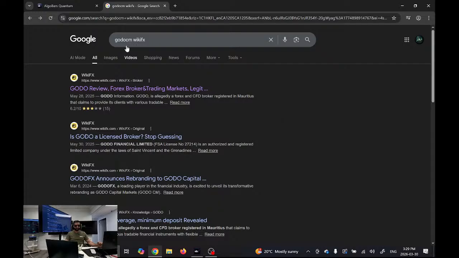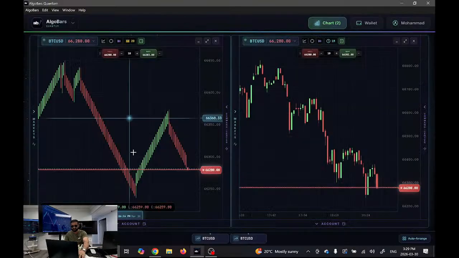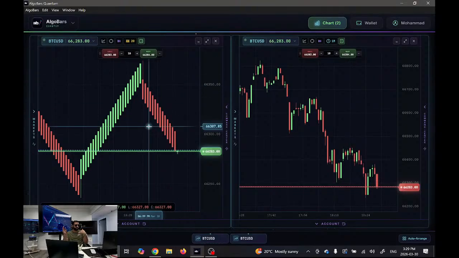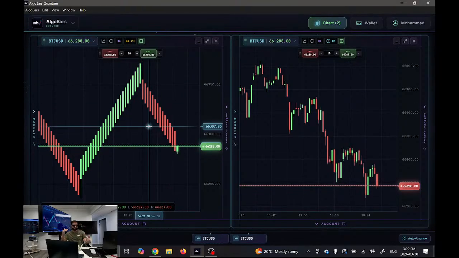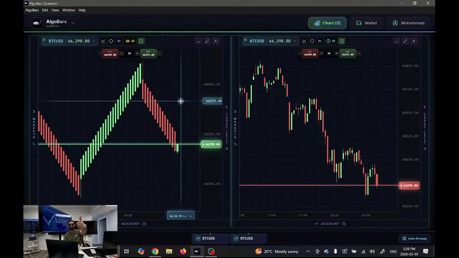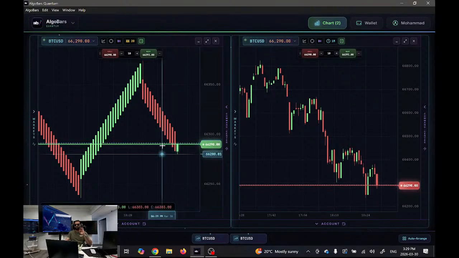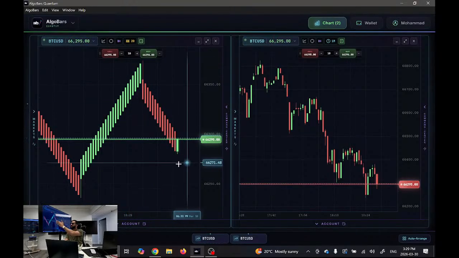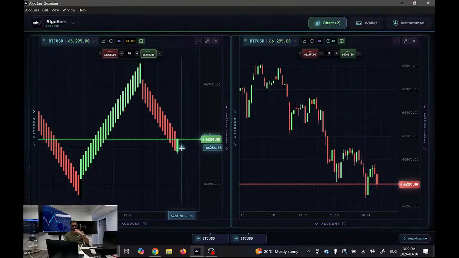So when do I take a buy or sell? That's actually the best question. The way that the range bars work is always on the reversal. So when it goes from green to red, that's when I'm looking for a sell trade. When it goes from red to green, that's when I'm looking for a buy trade.